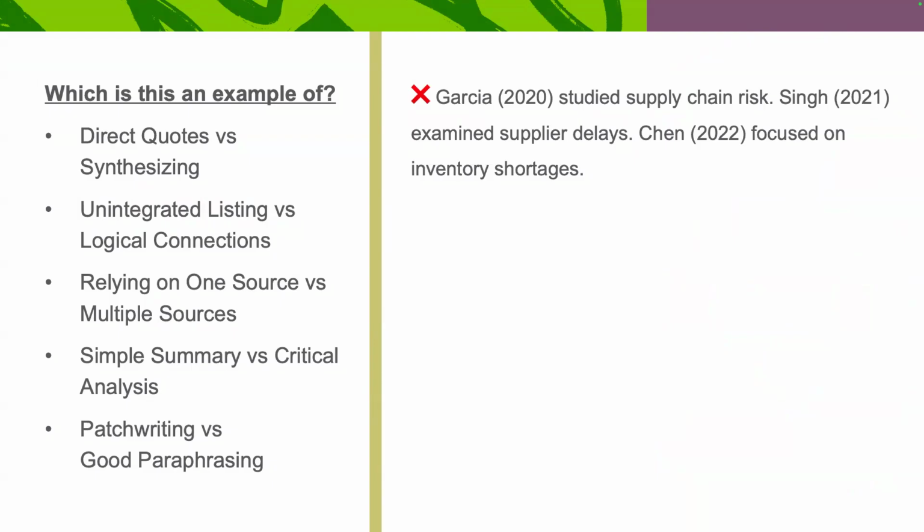And so if I have this example here, this is a bad example. Garcia 2020 studied supply chain risk. Singh 2021 examined supplier delays, and Chen 2022 focused on inventory shortages. So what do you all think this is an example of? Please feel free to use the chat or just shout it out.